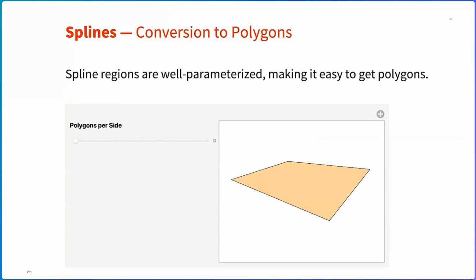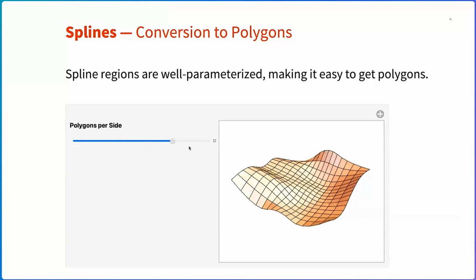Furthermore, splines are well parameterized. So while we can't render them directly, it is easy to convert them to polygons for rendering. We can simply choose how detailed we want it to be and let the computer handle the tedious refinement.